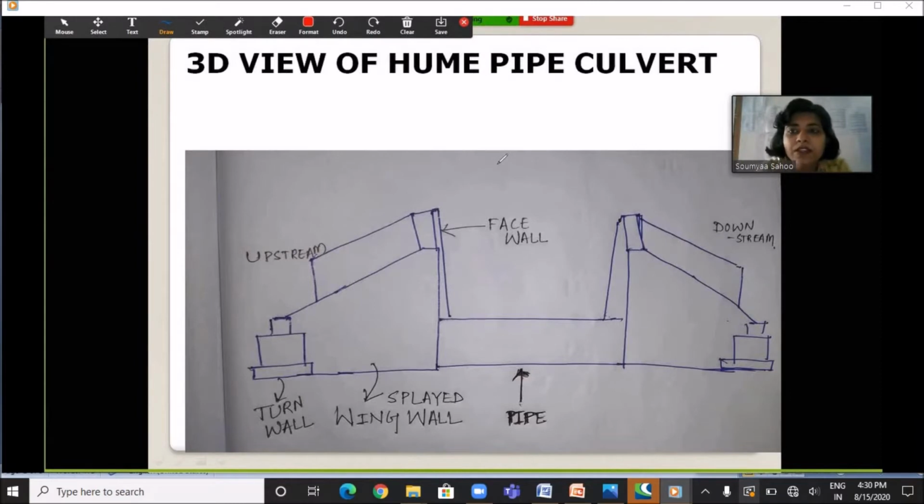Here I have shown the three-dimensional view of Hume pipe culvert. Here you can see this is the face wall. Face walls are provided to hold the pipes in position. This is the upstream side, this is the downstream side. These are the splayed wing walls, number 1, number 2, 3 and 4 wing walls. These are the turn walls provided over here, and this side also there are 2 turn walls. A total of 4 turn walls are provided, and this is the pipe.